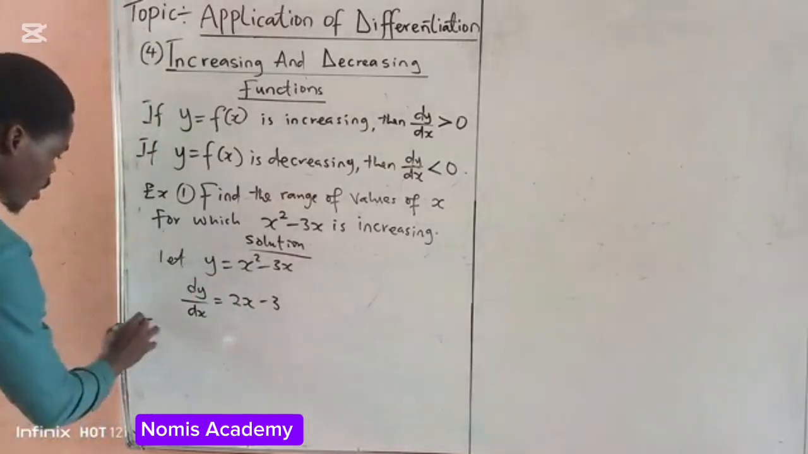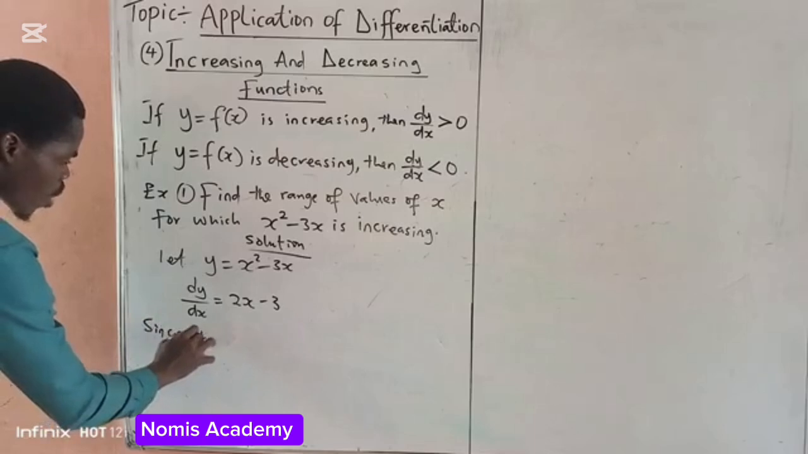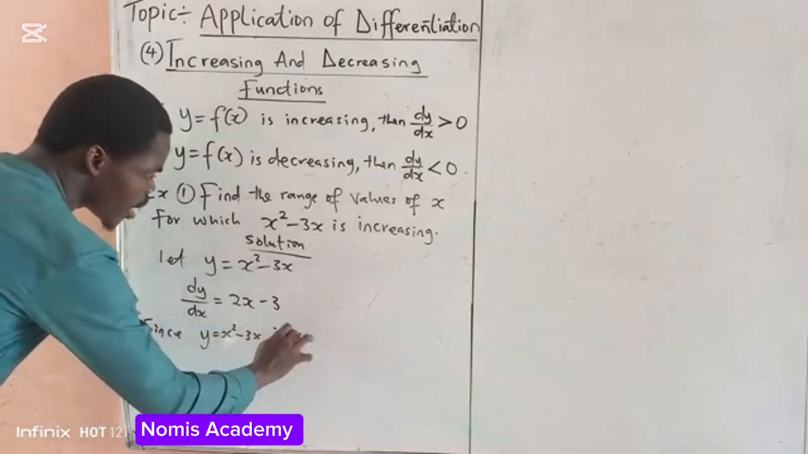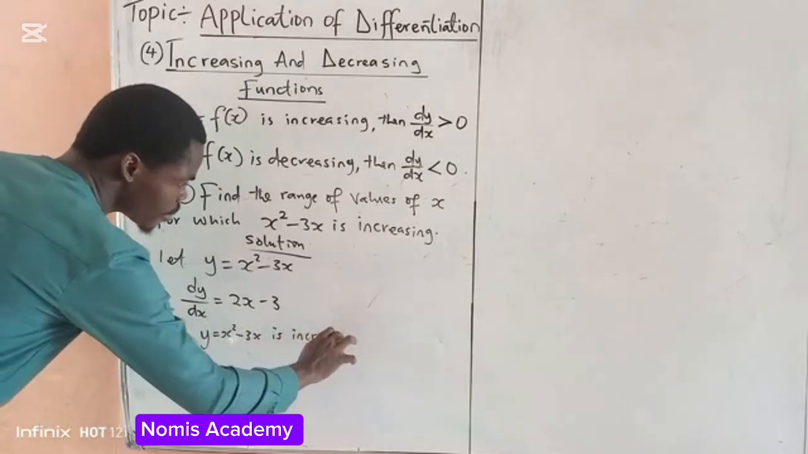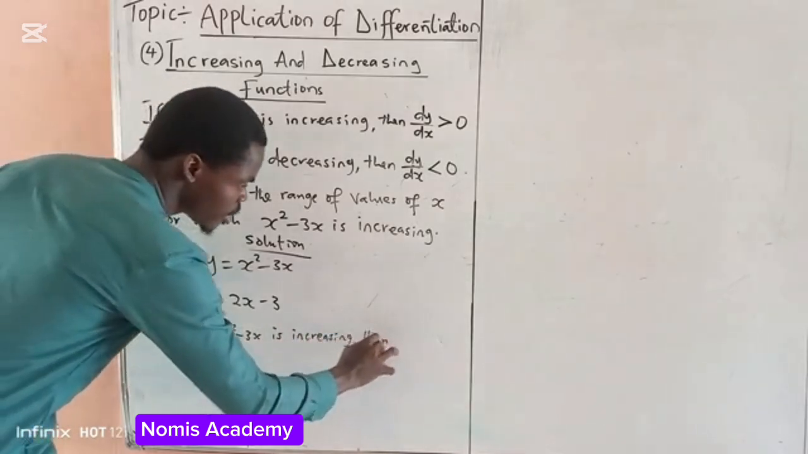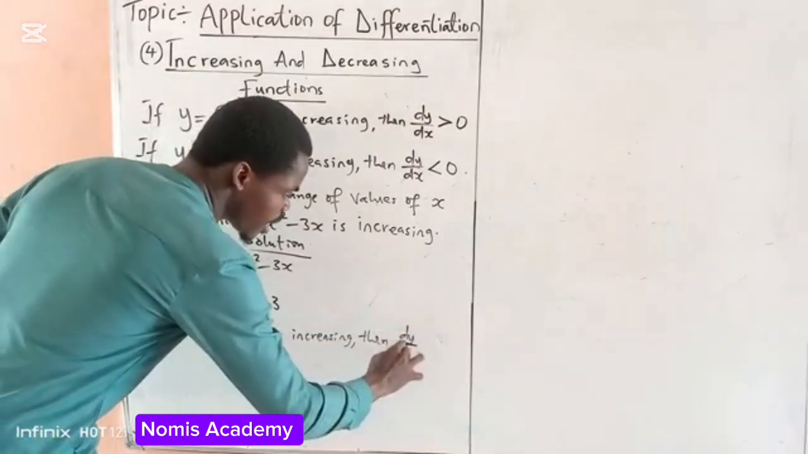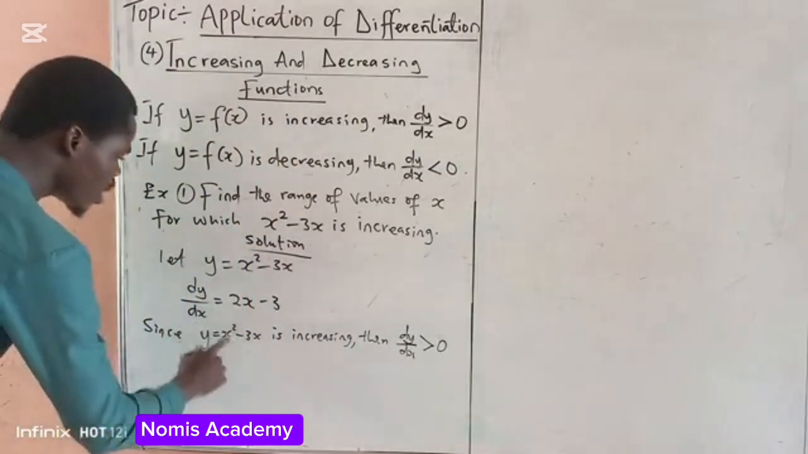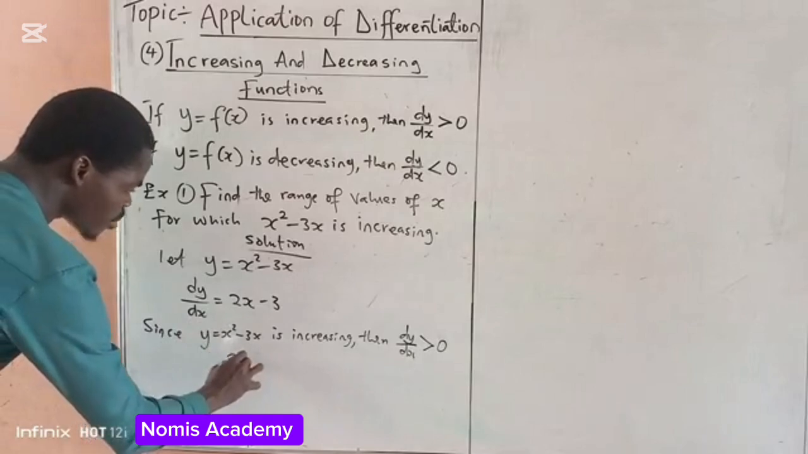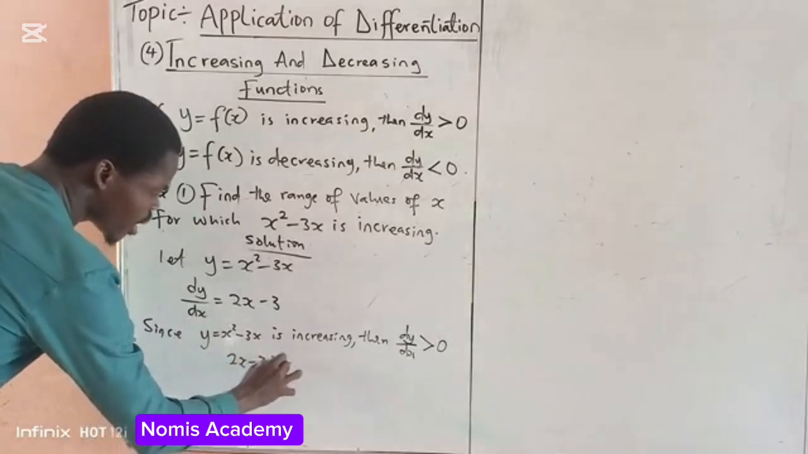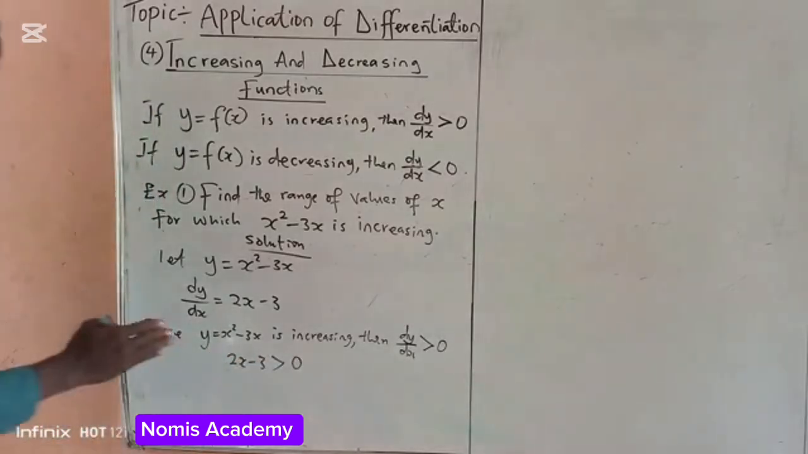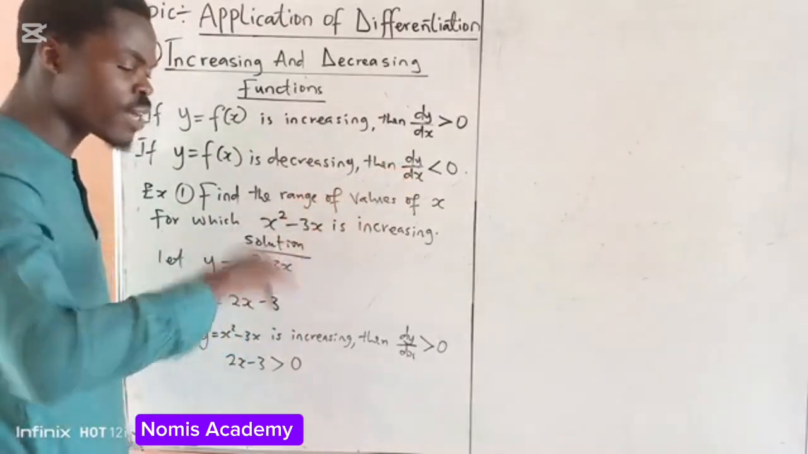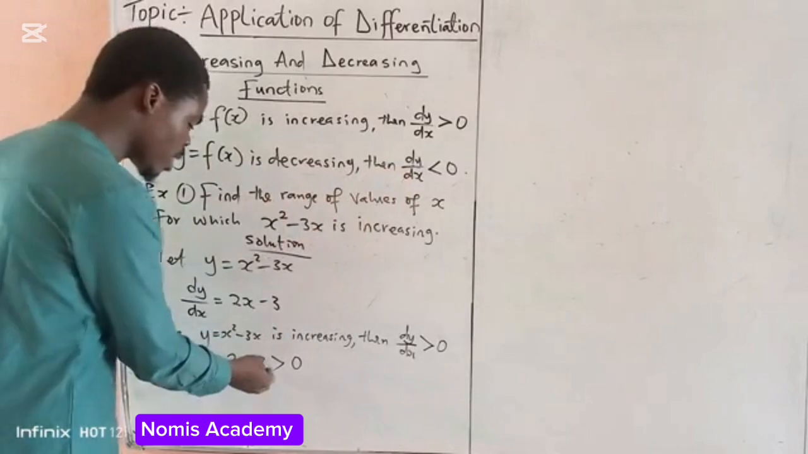Since y equal to x squared minus 3x is increasing, then dy over dx must be greater than 0. So it means that this value, 2x minus 3, must be greater than 0, in as much as the function is an increasing function. So we would like to know the range values of x for which this particular function is increasing.